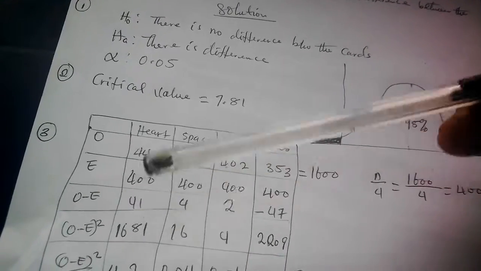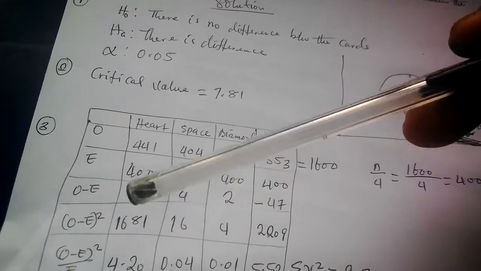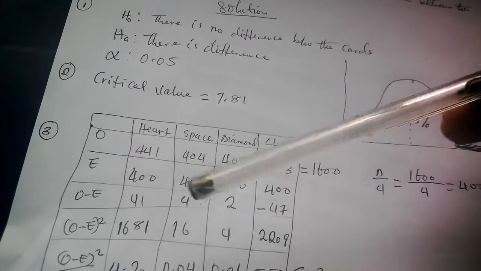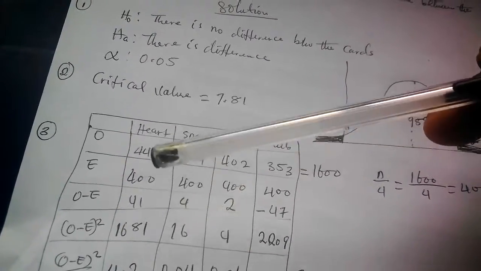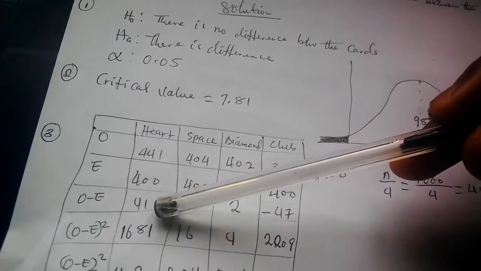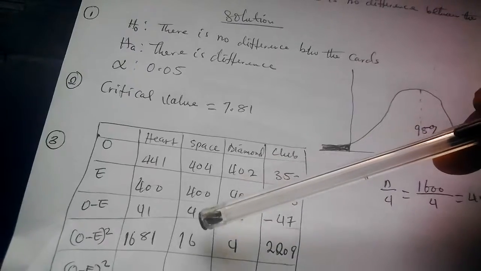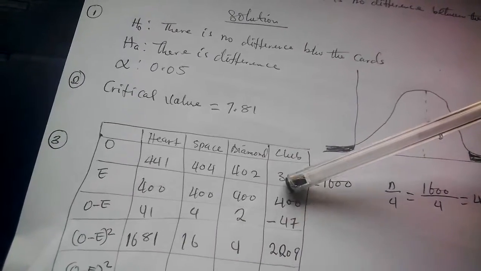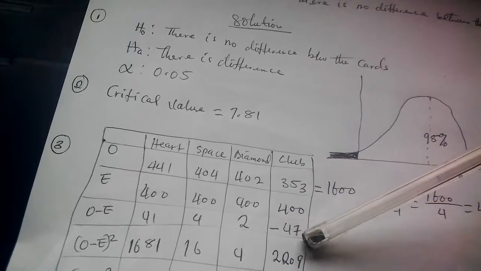So you're now going to subtract your expected from the observed. How are you going to do that? Just take 441 minus 400. Do away with the 400 here, you get 41. Here, do away with the 400, get 4. Do away with the 400, get 2. Do away with the 400 in this one, and we get minus 47.